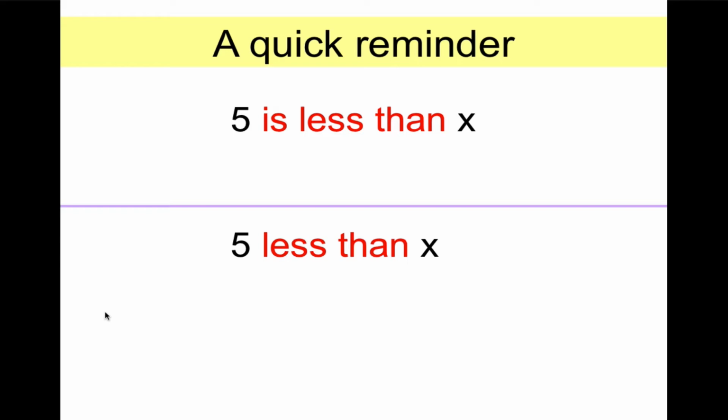So 5 is less than. The key word there is "is less than," and that means the less than symbol. So this is 5 is less than x. That's how this symbol is read, as "is less than." Whereas 5 less than x means you start with x and then have 5 less. So that would be x minus 5. So that's the difference between "is less than" and "less than." Okay.